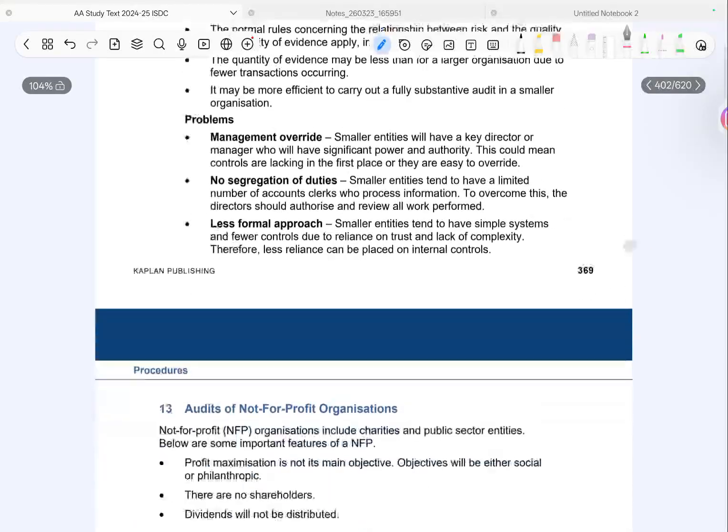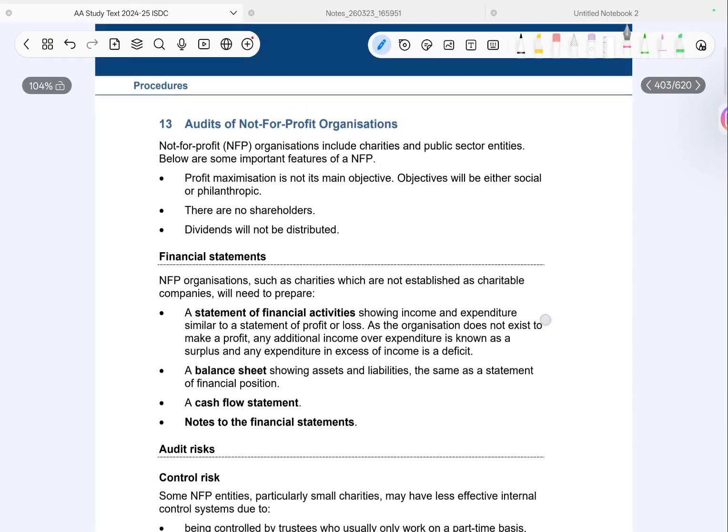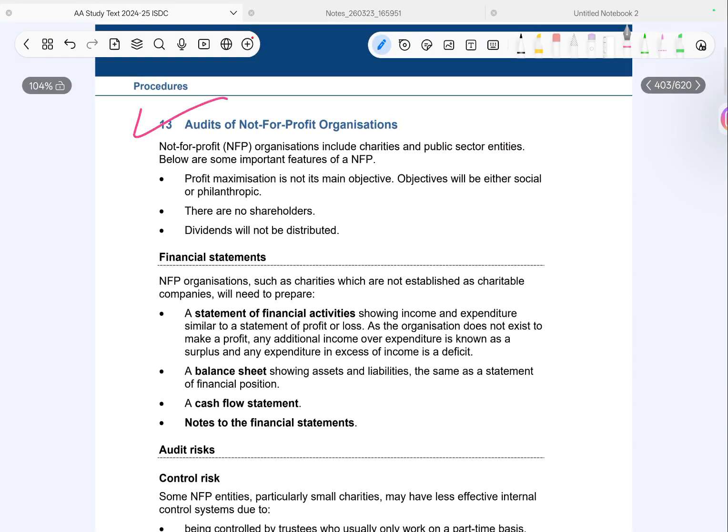Okay, we have more. Sorry. Not-for-profit organizations include charities and public sector entities where the main objective is not profit but social or philanthropic outcomes. These organizations do not have shareholders and therefore do not pay dividends. Instead of profit, any surplus or deficit is reported in the statement of financial activities. They also prepare a balance sheet, cash flow statement, and supporting notes to the financial statements.